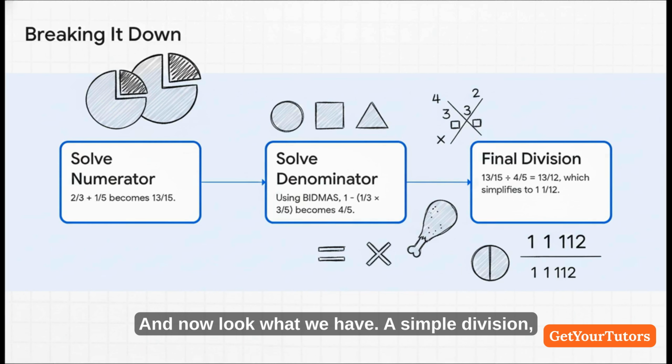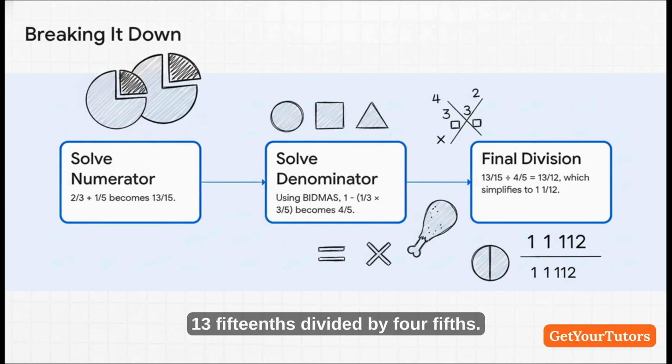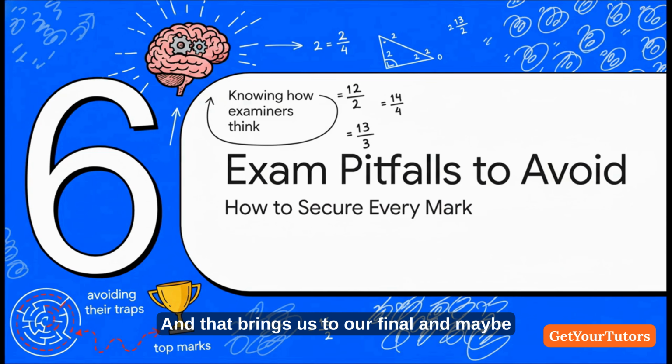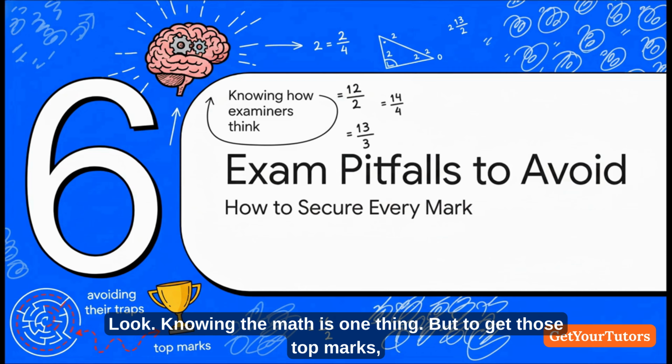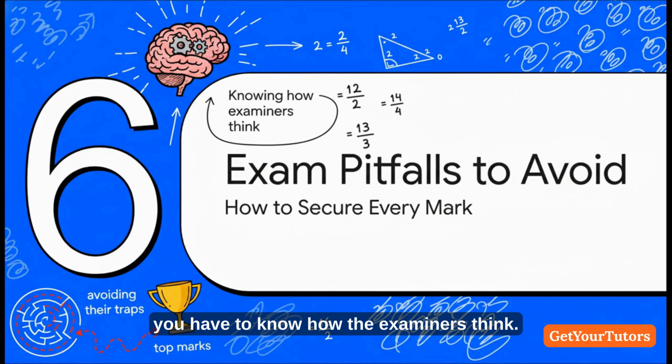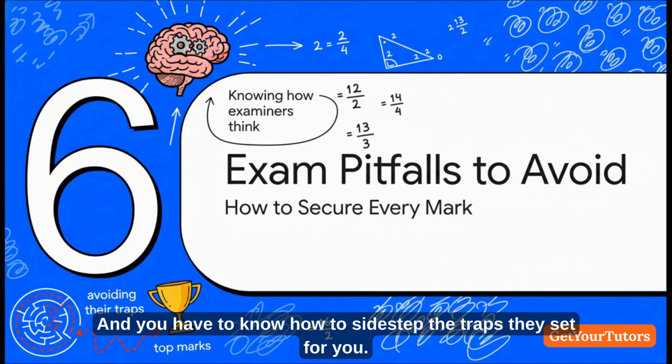And now look what we have, a simple division, 13/15 divided by 4/5. We use our KFC method, flip the second one, multiply, and we land on our final answer, 1 and 1/12. See? Not so scary when you have a system. And that brings us to our final and maybe most important section. Look, knowing the math is one thing, but to get those top marks, you have to know how the examiners think, and you have to know how to sidestep the traps they set for you.